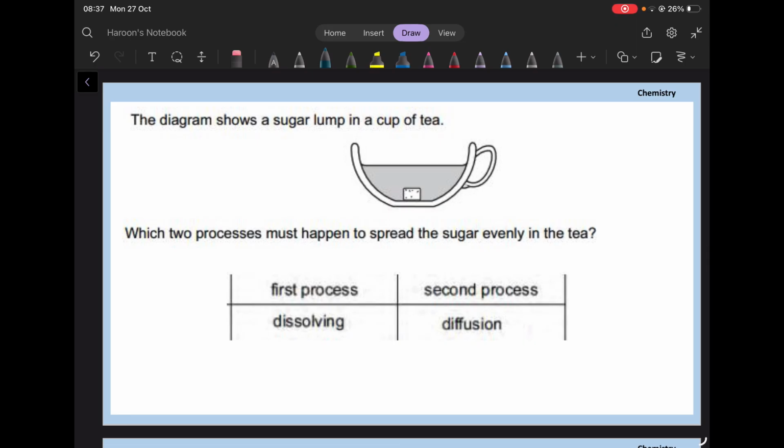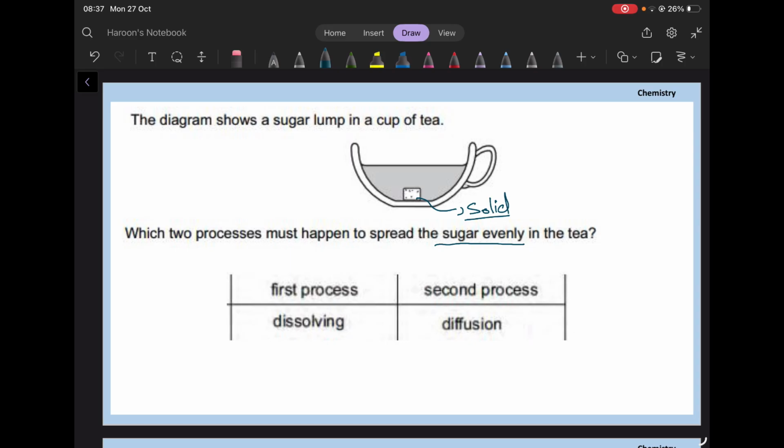Which two processes must happen to spread the sugar evenly in the tea? As we just discussed, the even or uniform spread of the particles is primarily due to diffusion. But the sugar over here is in a solid state. As we discussed, diffusion is movement of particles. In a solid state, the particles can only vibrate about their fixed positions. They cannot move around. So first, it has to convert in a fluid state.